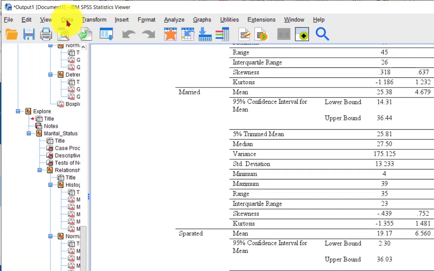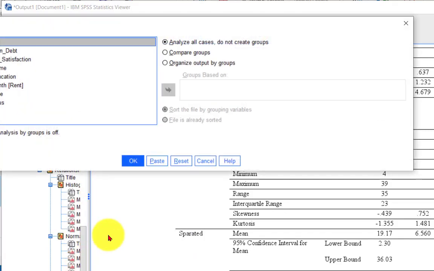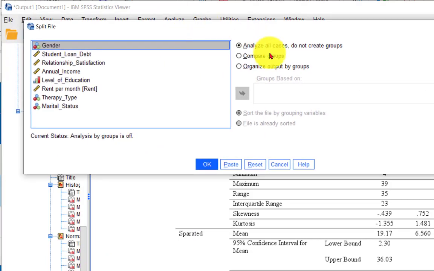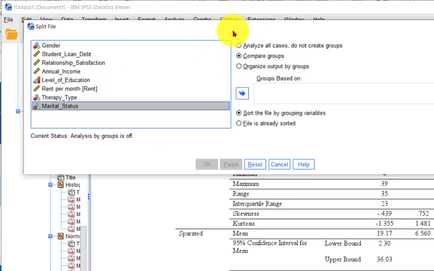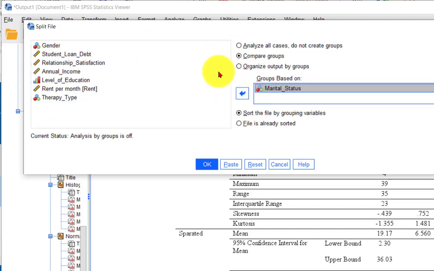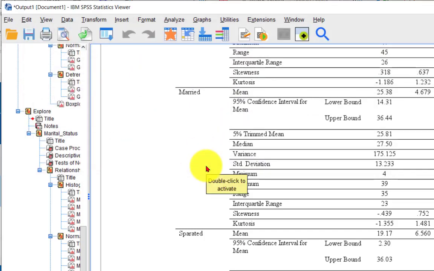We're going to split the file. What that means is this. We go to Data. We go all the way down here to the bottom. It says Split File. We click compare groups. On condition that we're going to put whatever we do from now on after we split groups, we're going to get a separate output for each of the levels of marital status. So let me just show you that real quick.